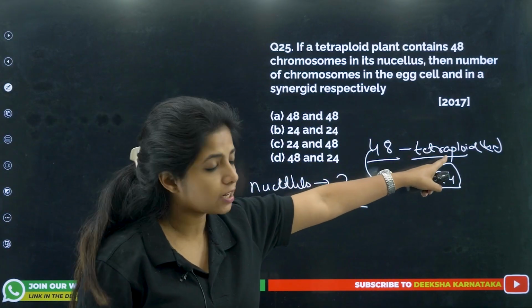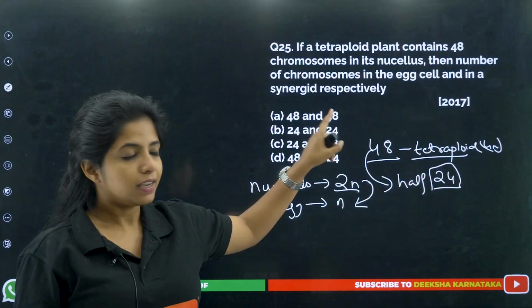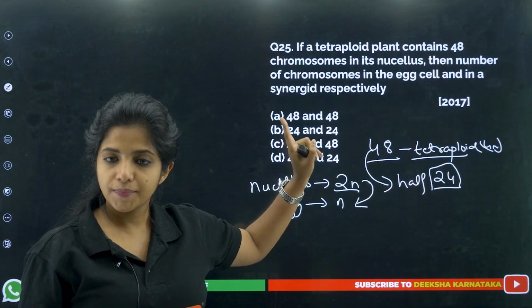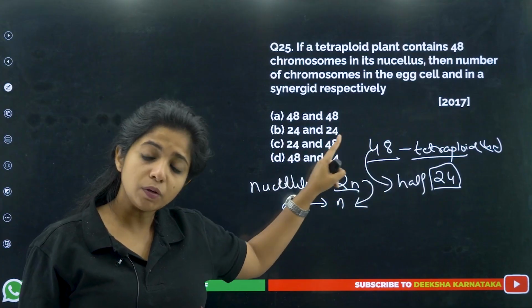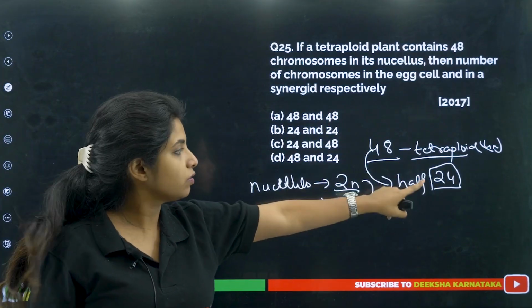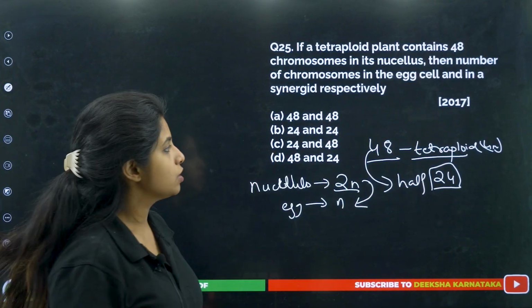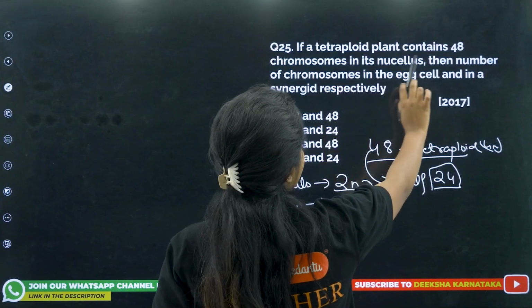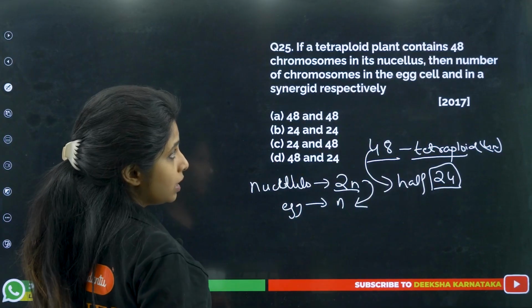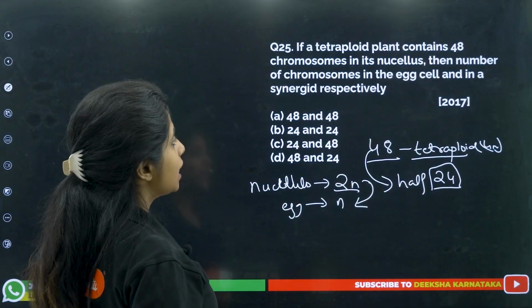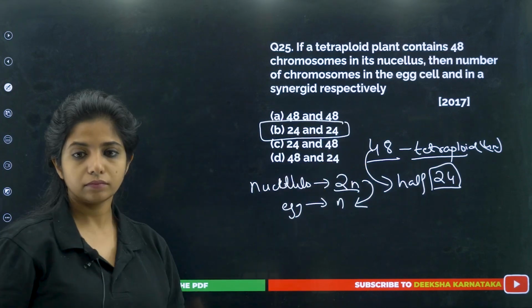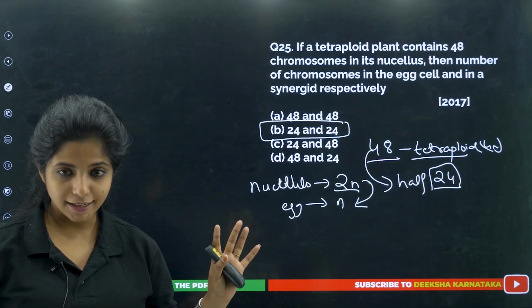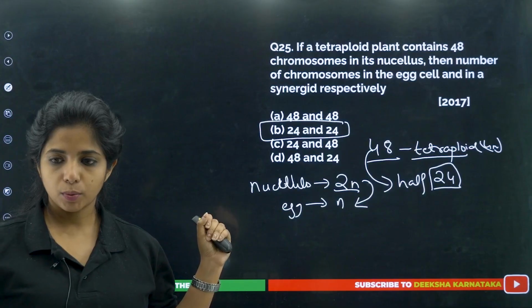I just don't have to see tetraploid, diploid, things like that. It is mentioned that it is 48. Half the number of chromosomes will be there because it has to undergo meiosis, and in meiosis, half the number of chromosomes will be there. So it will be 24. There is no other option. So the egg cell and the synergid respectively will have 24 and 24. As simple as that.